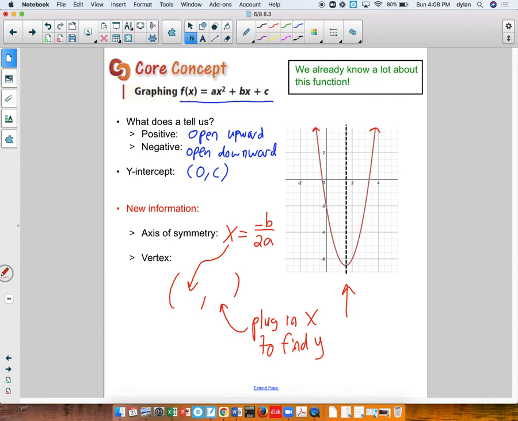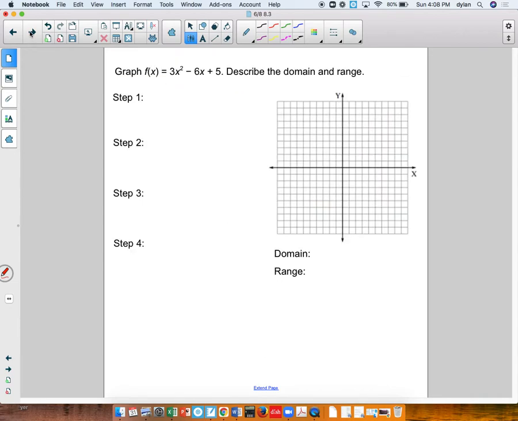So let's take a look at this so you can see an example. So imagine we wanted to graph f of x equals 3x squared minus 6x plus 5 and determine the domain and the range. We're going to go through the 4 steps to do this, and you'll see what this will look like. So for step 1, we need to find the axis of symmetry first.